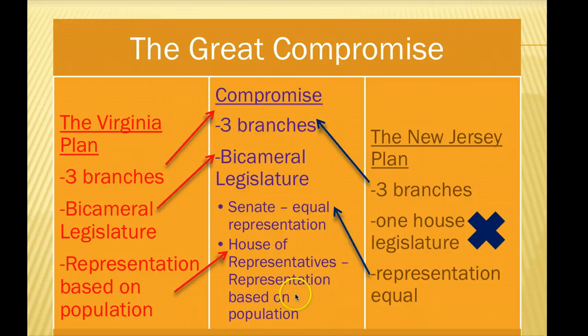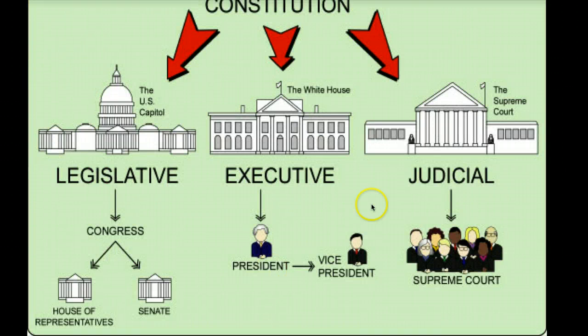Representation based on population. Another term for that is proportional representation, because representation is proportional to population size. The men generally agree about this. And this is what it looks like mapped out. These are the three branches. We have the legislative branch, the group that makes the laws, the executive branch, and the judicial branch.